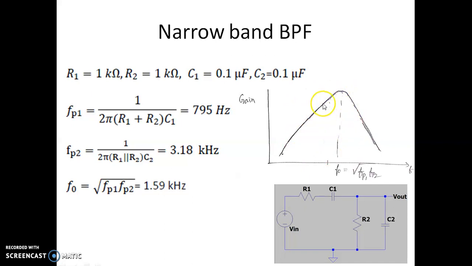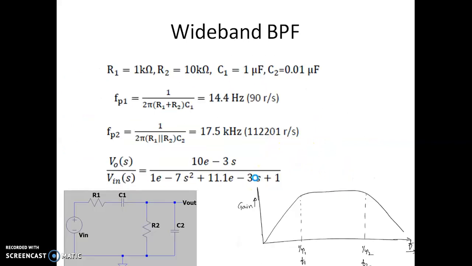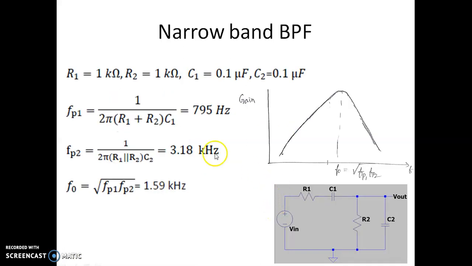Since the bandwidth is very narrow, it's not advisable to find out FP1 and FP2, but the values of R1, R2 that we have chosen are both equal to 1 kilo ohm, and C1, C2 are equal to 0.1. We select these so that we can bring FP1 and FP2 as close as possible. In the wideband case, this is FP1, this is FP2. We want to bring them as close as possible. One of the best possible frequencies can be 795 Hz and this can be 3.12 kilohertz. Since these two frequencies are very close to each other, it's difficult to find the individual cutoff frequencies of the high pass and low pass filter.